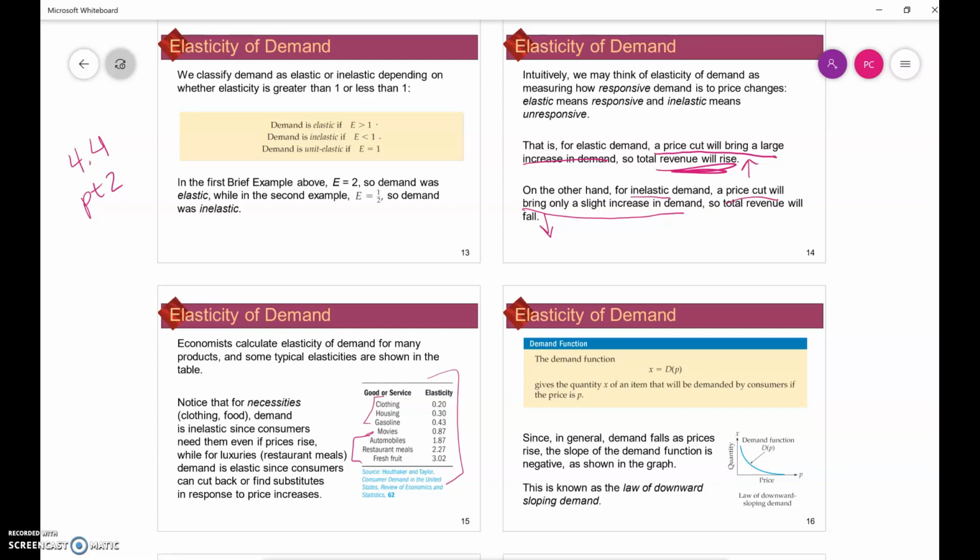So that demand function, x equals D of p, gives the quantity x of an item that will be demanded by customers if the price is p. And in general, demand falls as prices rise. You see this in the graph here. As the price is getting larger, the quantity that is needed is decreasing. We're going down, and the demand function is decreasing as shown in the graph. This is known as the law of downward sloping demand.